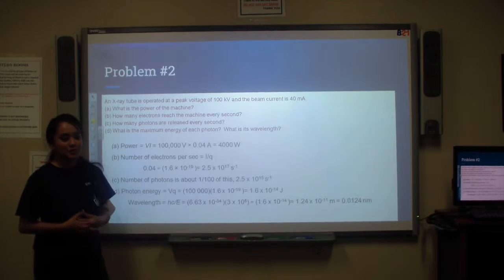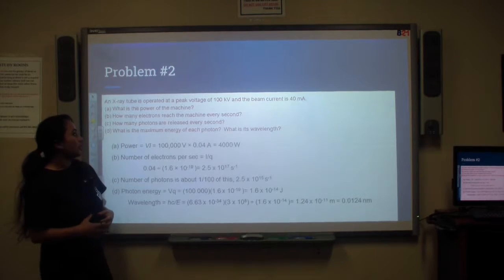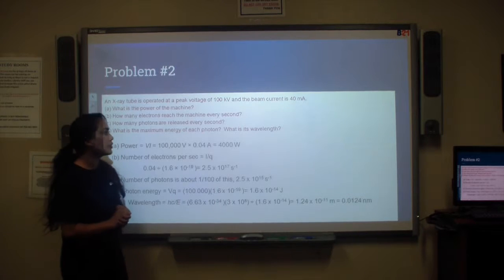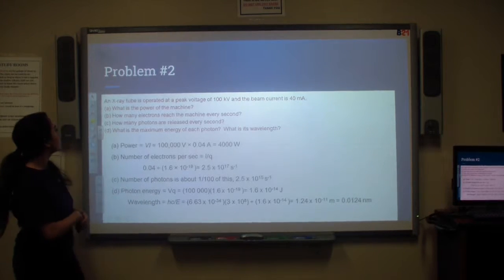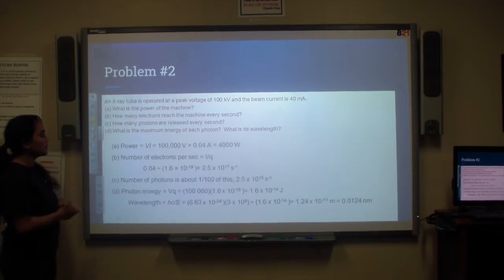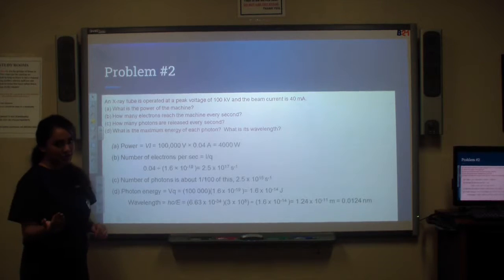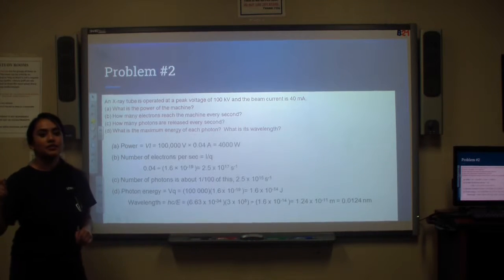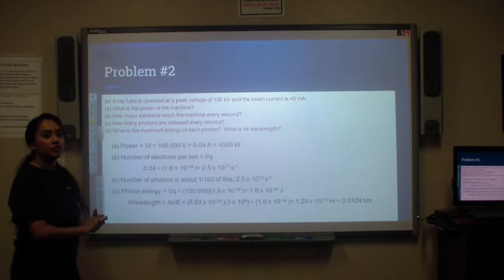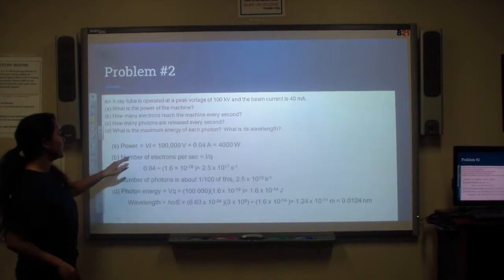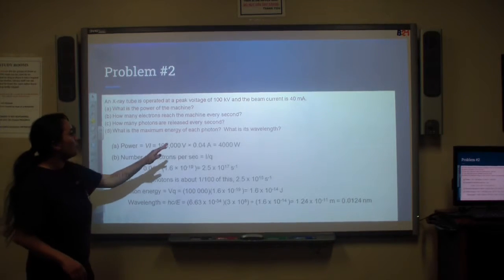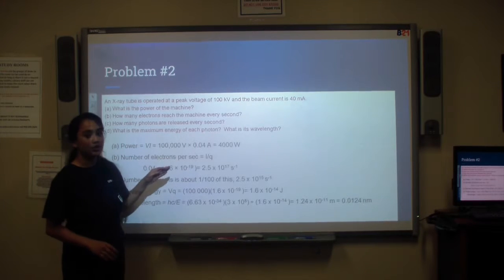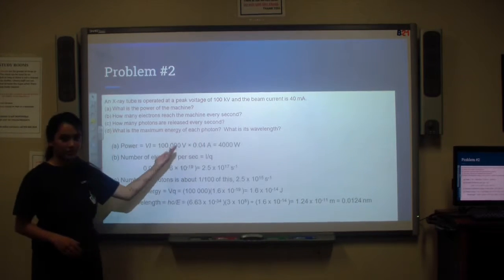This is practice problem number 2. An X-ray tube is operated at a peak voltage of 100 kilovolts, and the beam current is 40 milliamps. So what we will first find is the power of the machine. The equation for power is P equals VI, volts times current. So the volts in this problem are 100,000 volts, which is equal to the 100 kilovolts given in the problem.